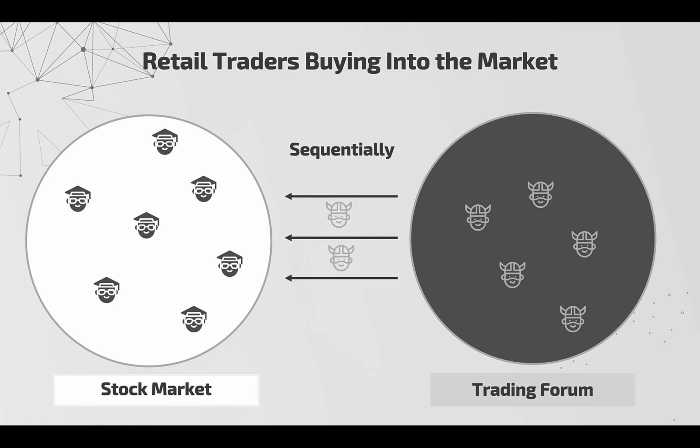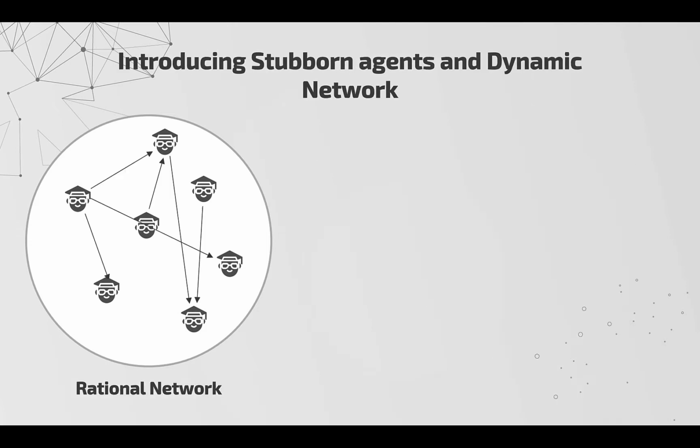Over time, retail traders buy into the market sequentially so that the stock market will contain more and more retail traders, as seen by the graph here. And with this dynamics in mind, we can talk a little more on the technical terms. On the left-hand side, we have a rational agents network. Within this network, agents have their own opinion dynamics model, which is the bounded confidence model. These agents influence each other's opinions, and as a result, price fluctuates.